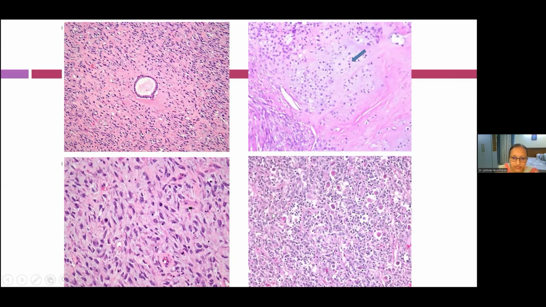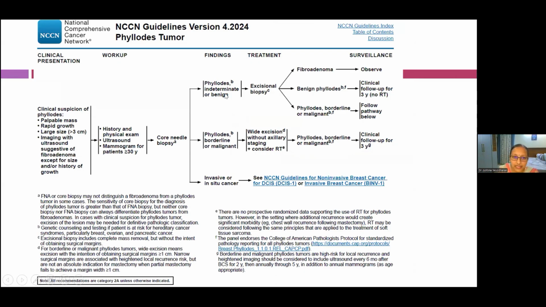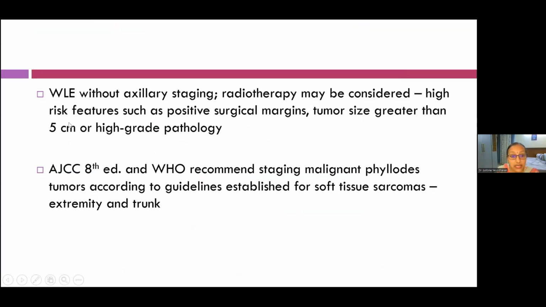This is rhabdomyosarcomatous differentiation. So just a few words about the management of Phyllodes tumors, NCCN guidelines. Benign Phyllodes tumors are resected with as negative margins as possible, and then you follow up the patient. For borderline and malignant Phyllodes tumors, again, it is wide excision of tumor. Axillary staging is not recommended. And if there are high-risk features like positive surgical margins, tumor size more than 5 centimeter, or high-grade pathological features, radiotherapy may be considered. And AJCC 8th edition as well as WHO recommends staging malignant Phyllodes tumors according to the guidelines for other soft tissue sarcomas of the extremity and trunk.